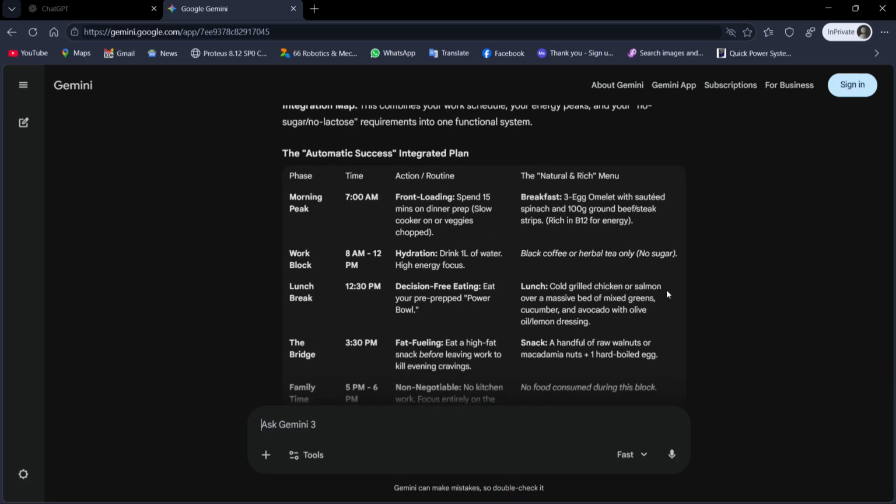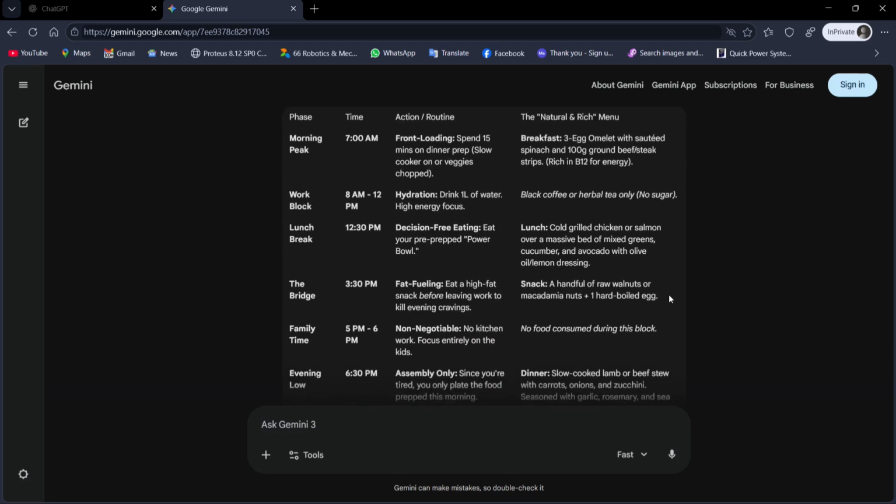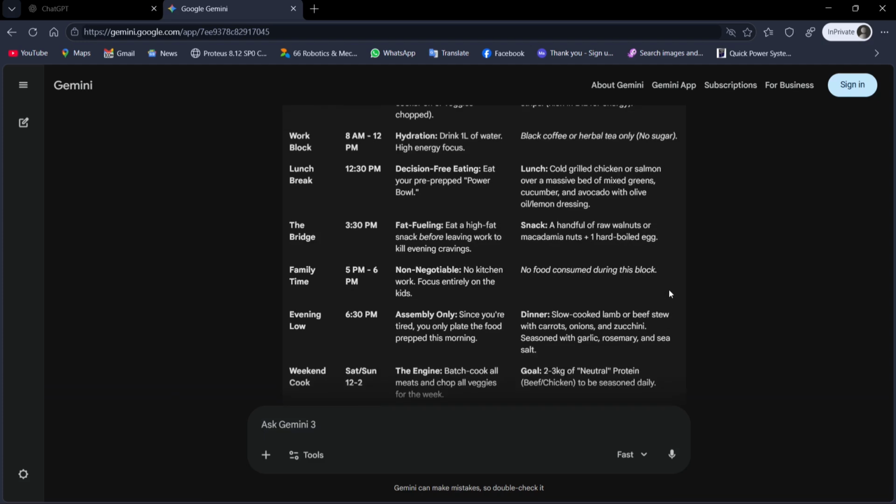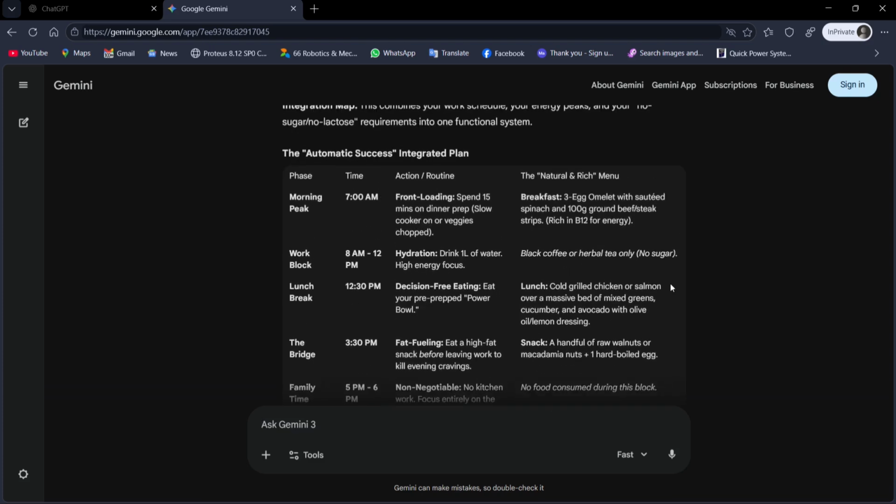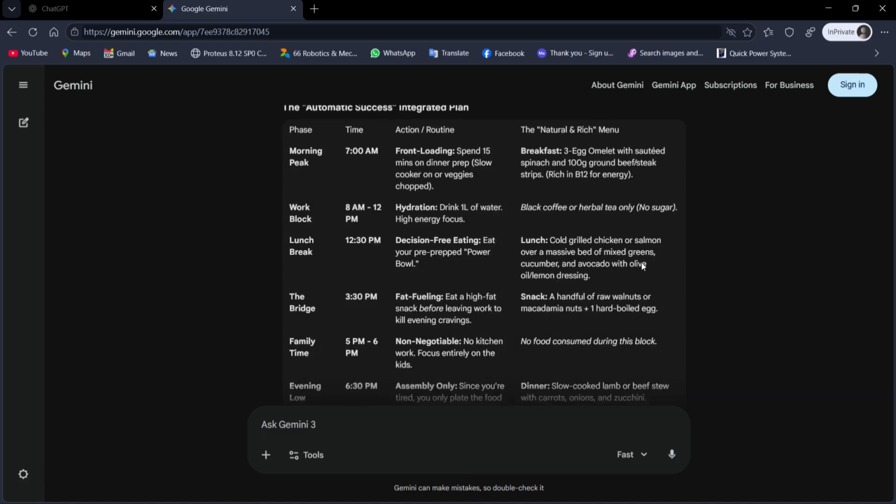So here we have an integrated plan that provides the diet plan and also a structure for you to follow. You just need to take this and incorporate it into your daily and weekly routine and then see how it goes. So let's see. We have mornings, 7 a.m. front loading: spend 15 minutes on dinner prep, cooking vegetables and all of that. Then breakfast. Then the work block from 8 a.m. to 12 p.m. We have hydration: drink 1 liter of water, black coffee or herbal tea only, no sugar.